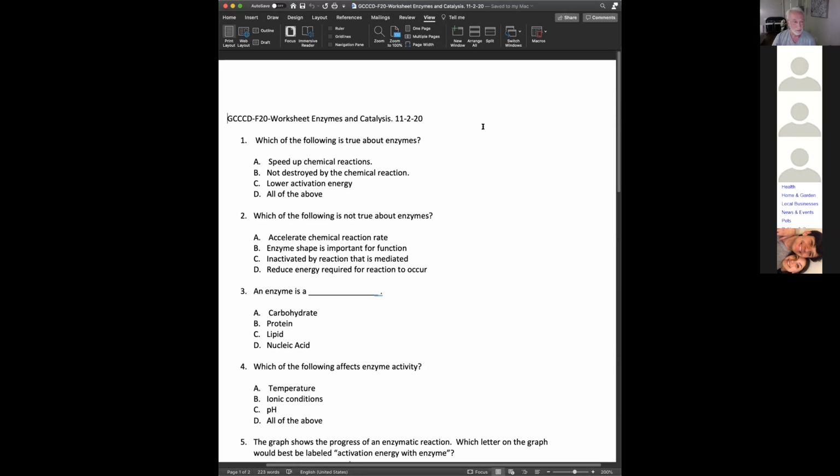So James, could you read the question and then read the choices and tell us what you think? Which of the following is true about enzymes? A, they speed up chemical reactions. B, not destroyed by the chemical reaction. C, lower activation energy. Or D, all of the above. The answer is D, all of the above. Everybody agree with that? Anybody disagree? I agree. I agree. Okay, so do I. Very good. So let's go to number 2.